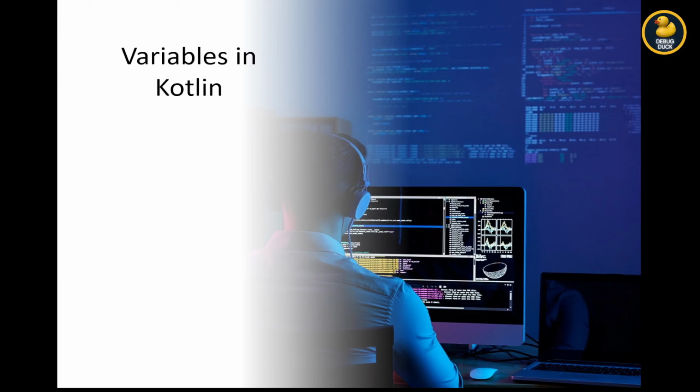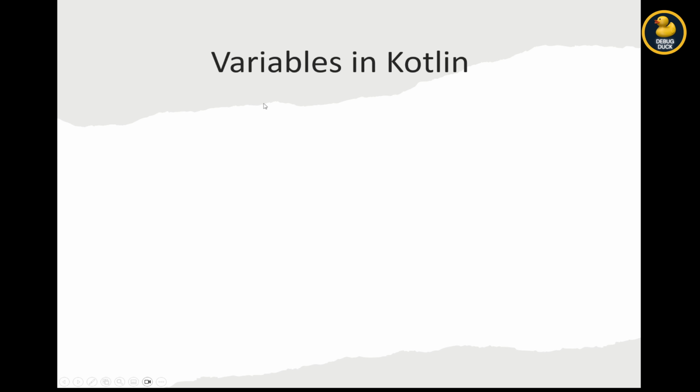How does a program store and manage information like a user's name, age, or account balance? The answer is variables. Variables allow programs to store data that can be used later. Let's talk about variables in Kotlin.